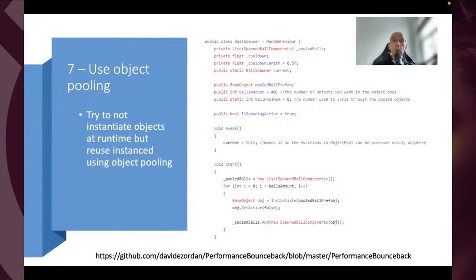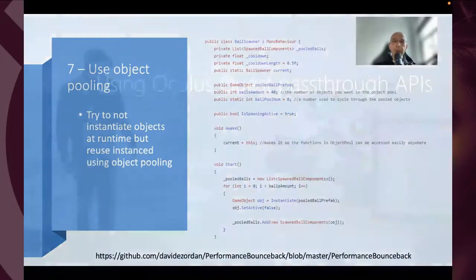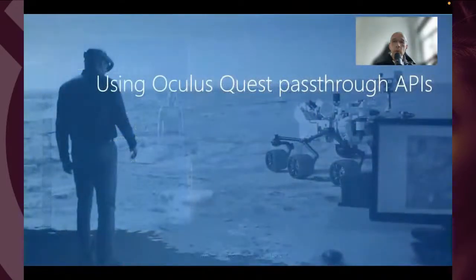When your scene is starting, you create a collection of objects that are enabled or disabled in the scene at runtime. For instance, if you have some projectiles in your scene, instead of instantiating the projectile every time, you add the instances of these projectiles directly to an object pooler. So it is a very useful performance optimization for virtual reality applications.